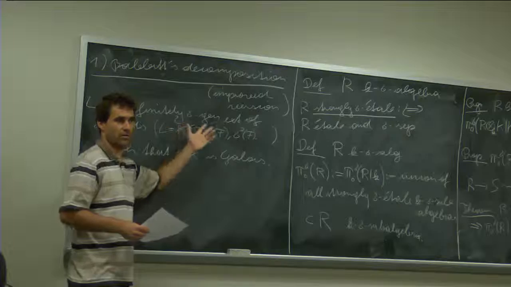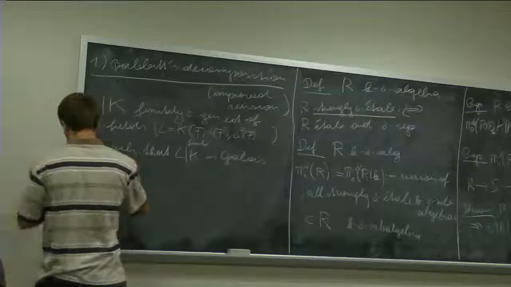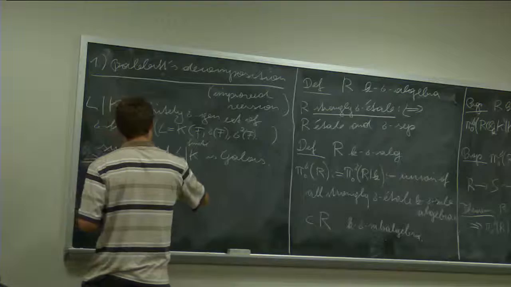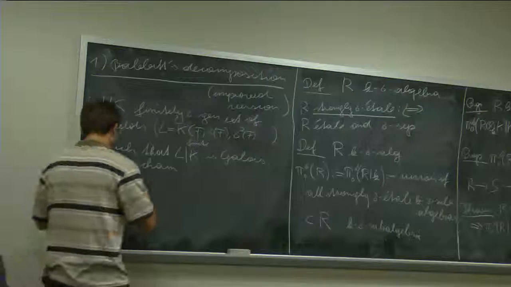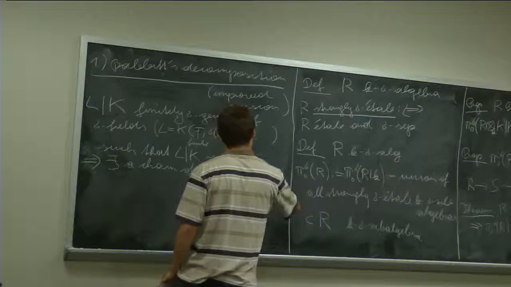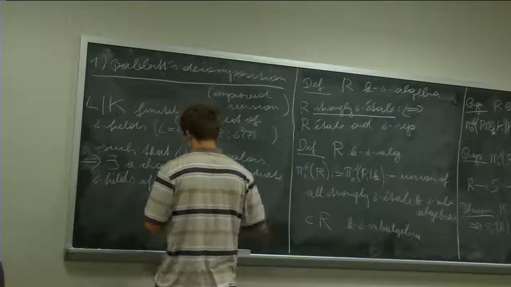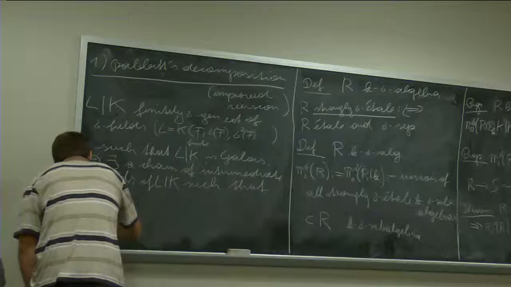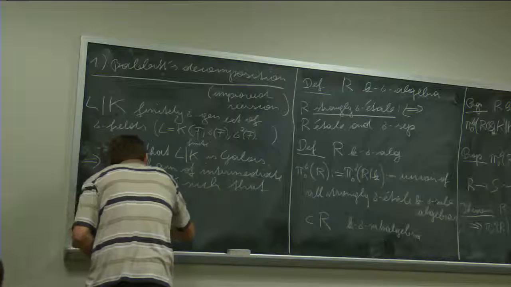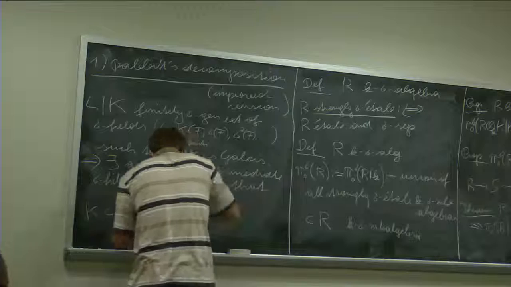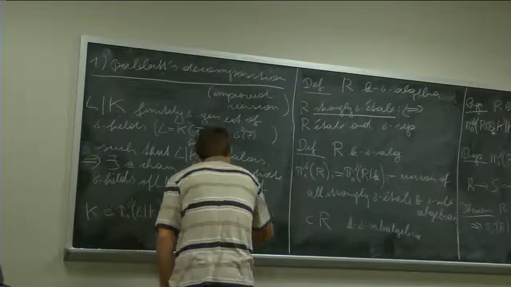And then the statement of this theorem is: there exists a chain. This is a structure theorem for this type of extension. There exists a chain of intermediate sigma fields of L over K, and this chain has some nice properties. We start with K, then comes L_0, sigma L over K, and then come some intermediate fields, and they have some nice properties.